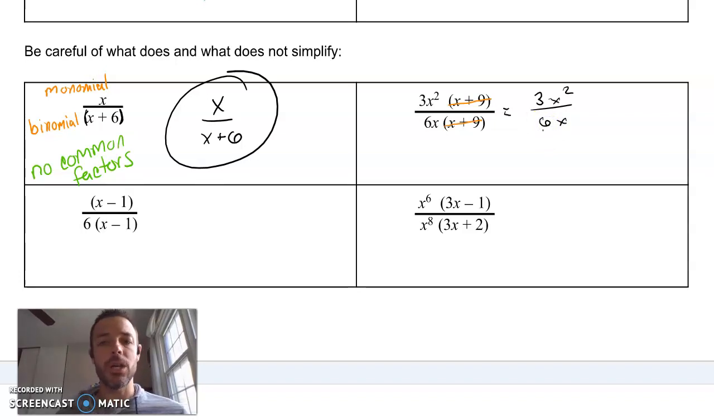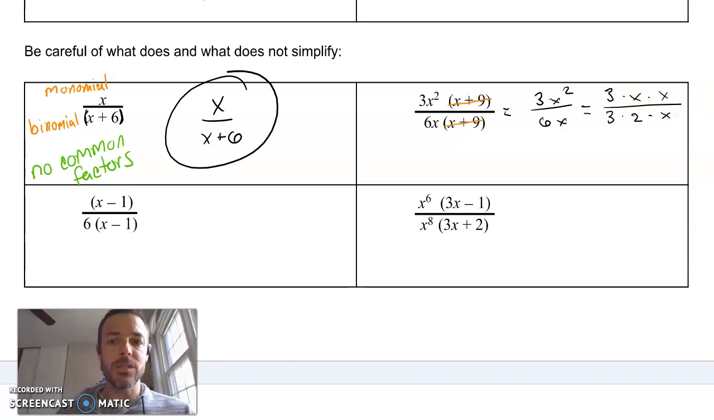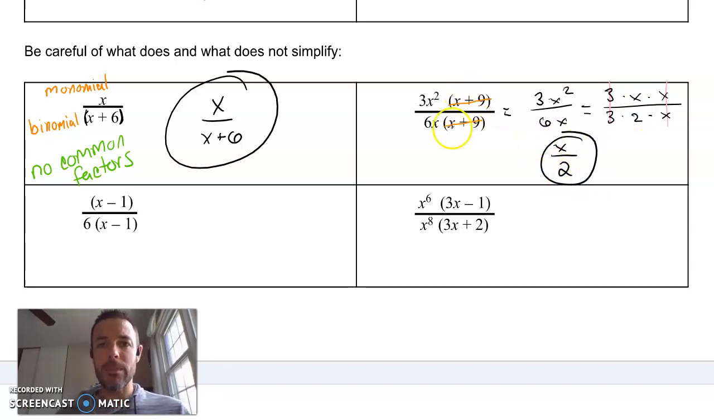Okay? We could write this all out longhand. That's what we did at the beginning of chapter 7, where that was 3 times x times x, and this was 3 times 2 times x. And we look to see, well, we have 2 3's, that cancels or simplifies. We have 2 x's, that cancels or simplifies. Well, that just leaves a final answer of x over 2. Okay? So once I got rid of the common binomial factors, I could simplify the monomial factors just like we did in chapter 7. Okay?